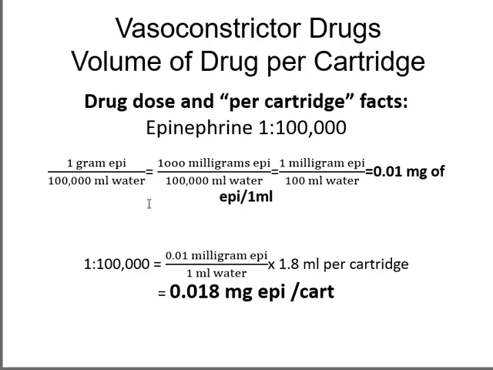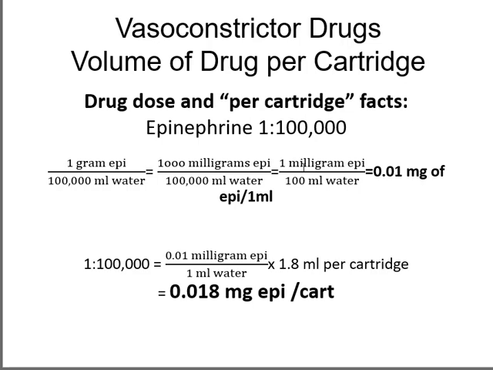So a cardiovascular adult can only receive 0.04 milligrams of epinephrine per appointment. So lots of math here. 1 to 100,000 means 1 gram of epinephrine per 100,000 milliliters of water. So we want to get this down to the smallest possible piece. So we convert to milligrams. So 1 gram equals 1,000 milligrams of epinephrine in 100,000 milliliters of water. 3 zeros here, 3 zeros here, which equals 1 milligram of epinephrine in 100 milliliters of water.